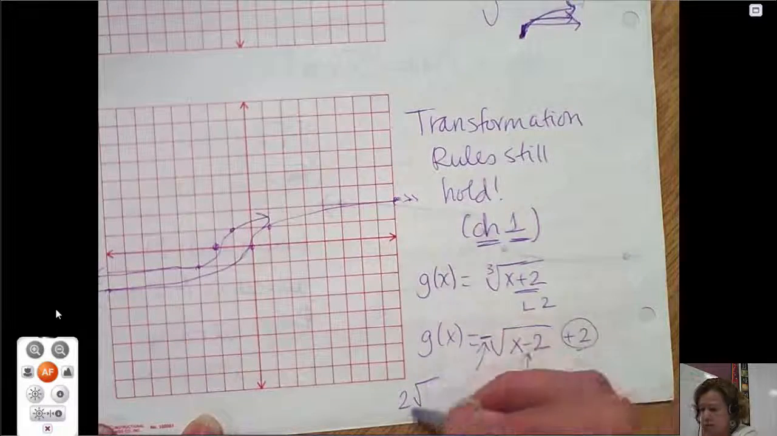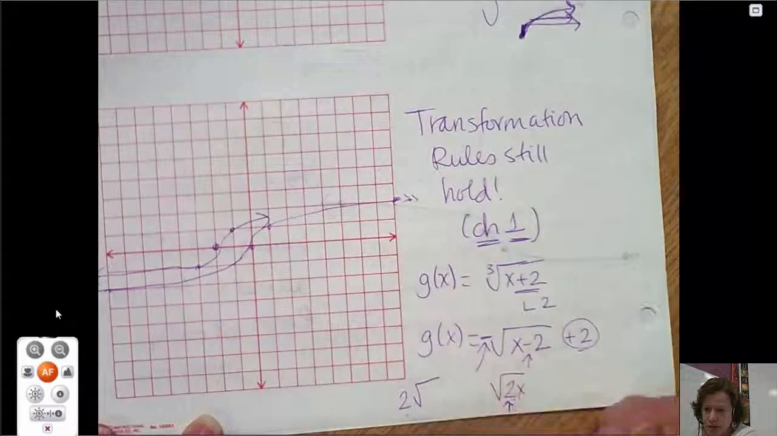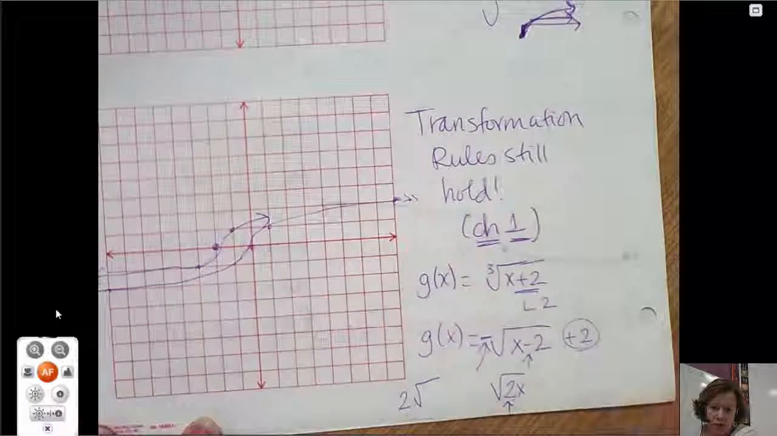So you need to remember all of your transformation rules. They still apply. So go back to Unit 1 and review those as well as necessary.